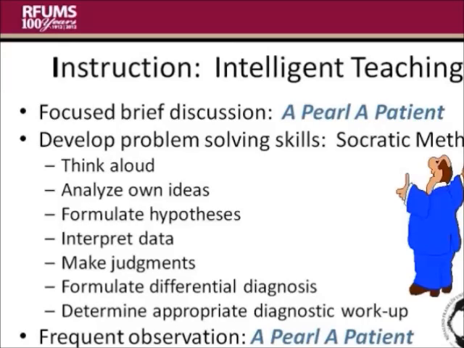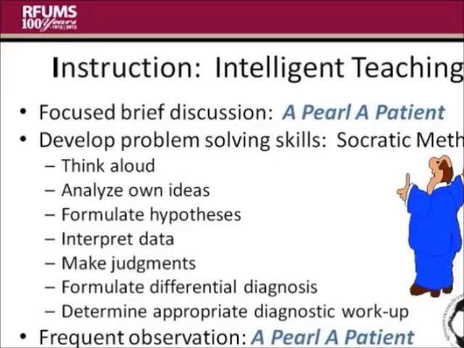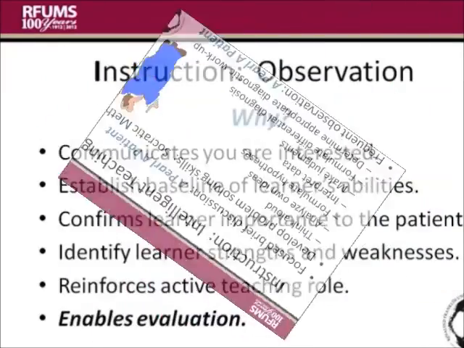Again, frequent observation, but again, a little at a time per patient. If you watch them do just one little thing on half the patients in a day, by the end of the month, they will have done the whole scope of things.